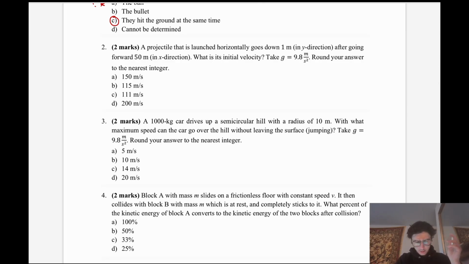Number 2, a projectile that is launched horizontally goes down 1 meter in the y direction after going forward 50 meters in the x direction. What is the initial velocity? Take g to be 9.8 meters per second squared. Round your answer to the nearest integer. A projectile is launched horizontally, goes down 1 meter in the y direction after going 50 meters in the x direction. What is its initial velocity?